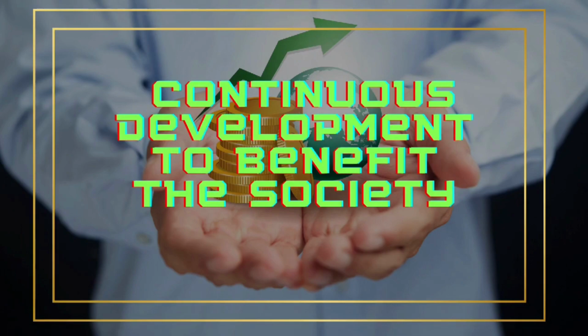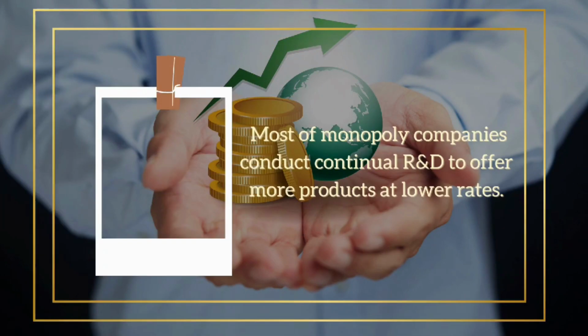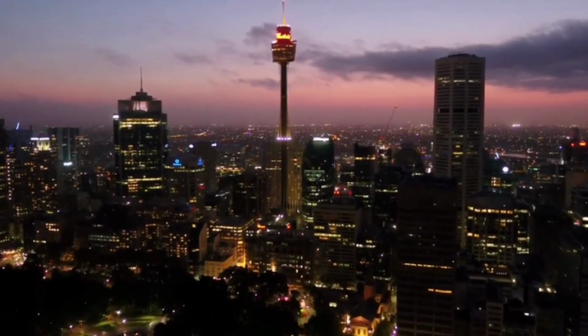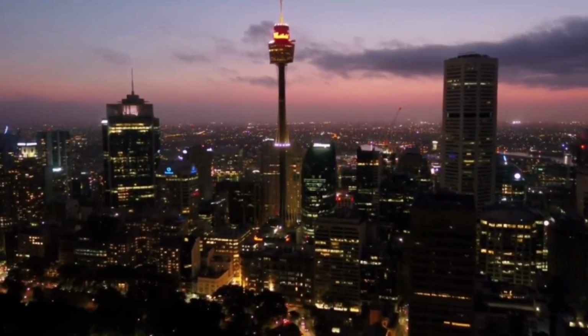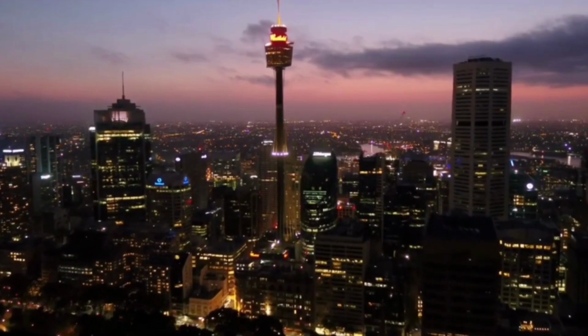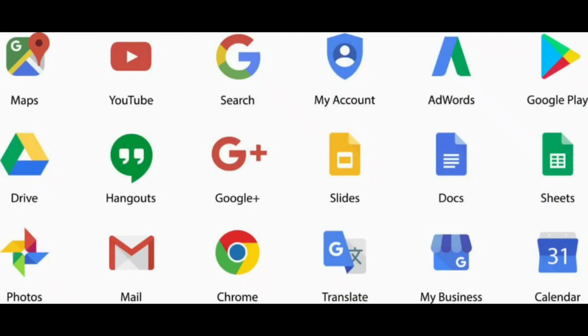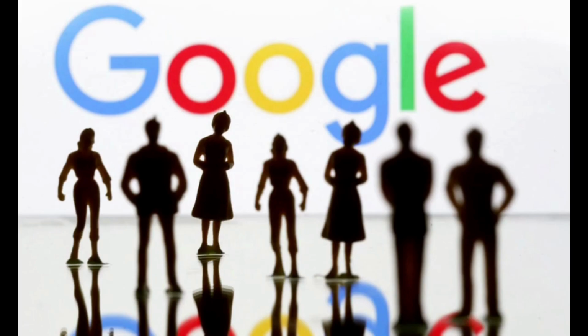Continuous development to benefit the society. Monopolies are regarded as the most dynamic and effective businesses. The majority of these companies conduct constant research and development in order to offer more products to clients at much lower prices. As an example, Google is able to retain a level of monopoly in the search engine sector. Every day, Google's platform improves in order to better serve its customers.